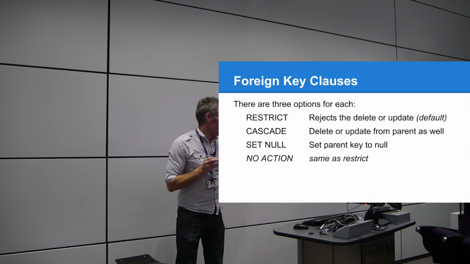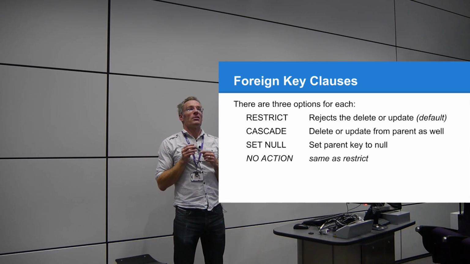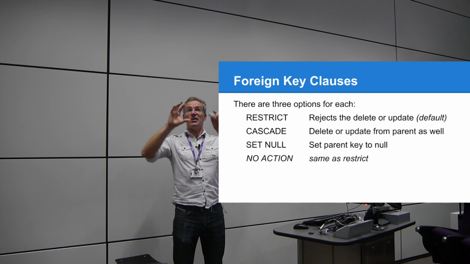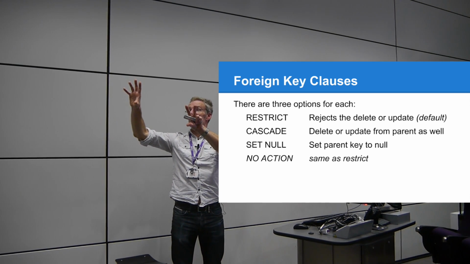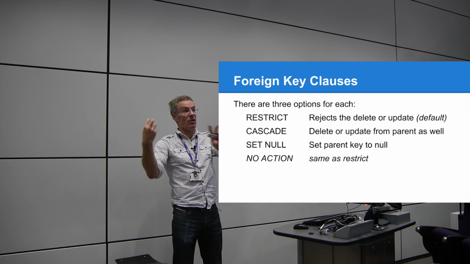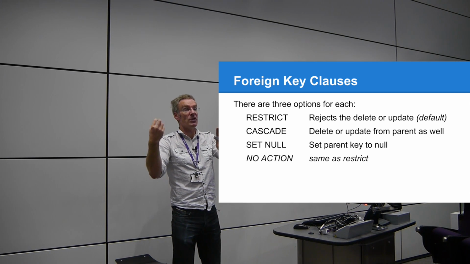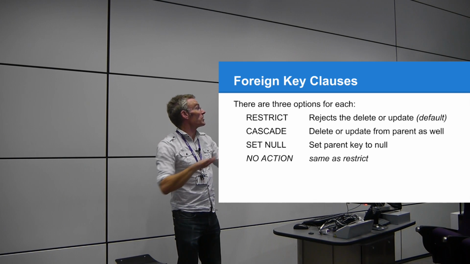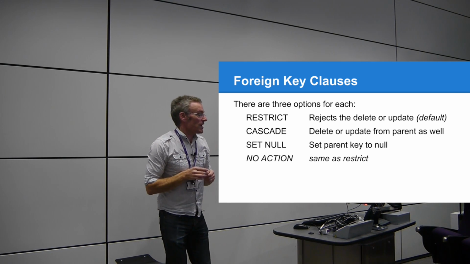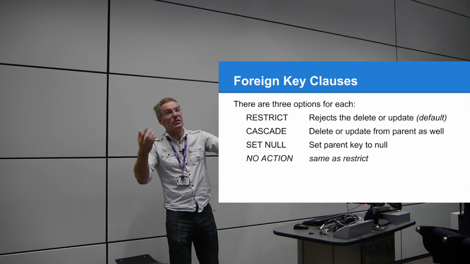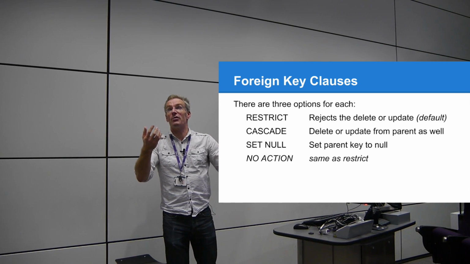There are 3 options available. Restrict, which basically means if I have the staff table and the program leaders table, if I try and delete the member of staff and they're in the program leaders table, it won't let me do it. There's still some records in the other table, can't do it. The other option is cascade, which basically means if I delete the member of staff, it'll also go to the program leaders table and delete the records that match that member of staff.